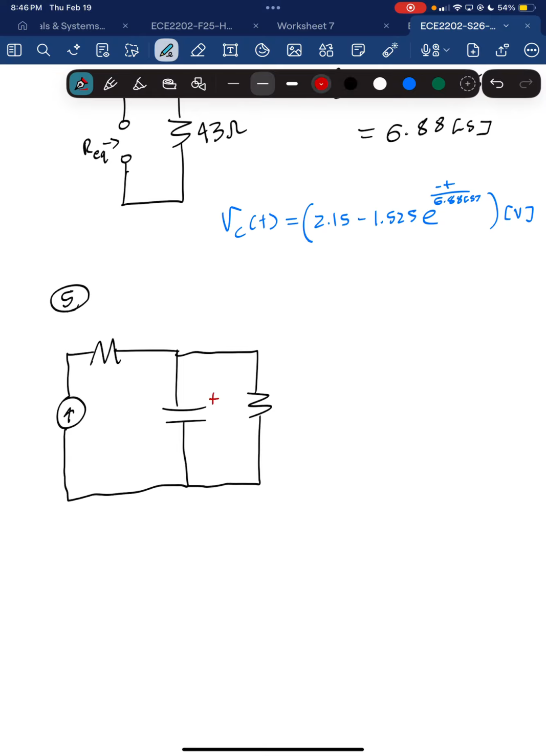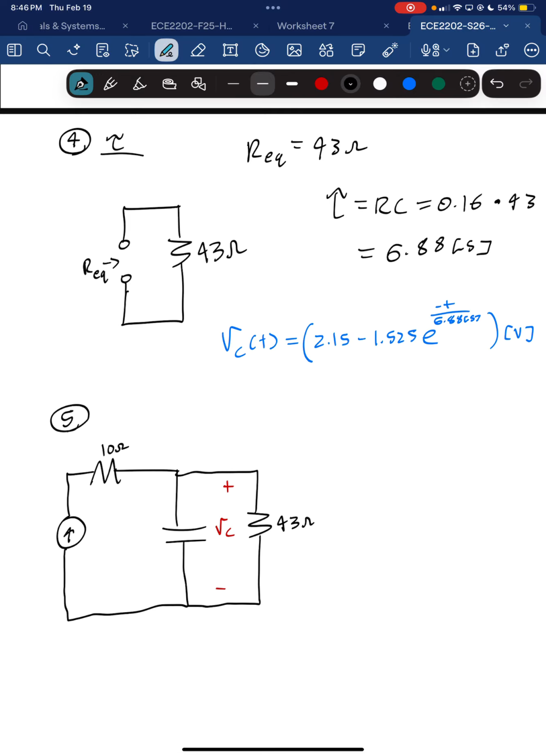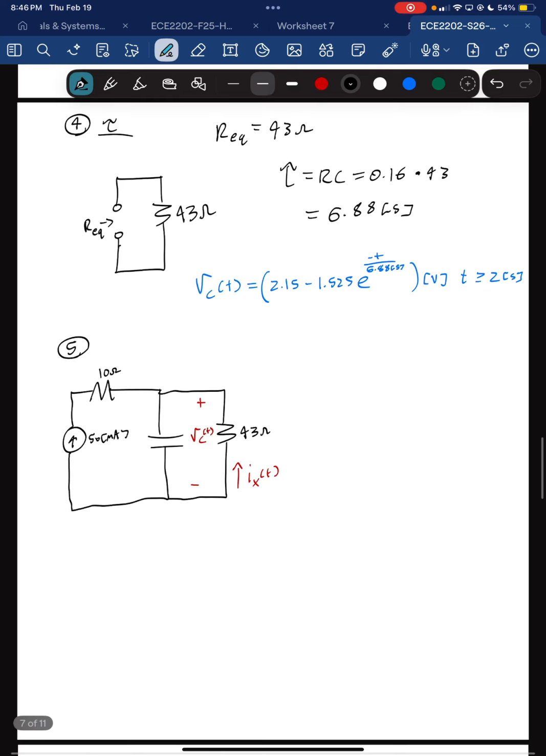All right. Let me define it like this. This is our VC. That's 43 ohms, 10 ohms, 50 milliamps. And we're looking for this current. All right, now who can tell me the equation for Ix in terms of VC?